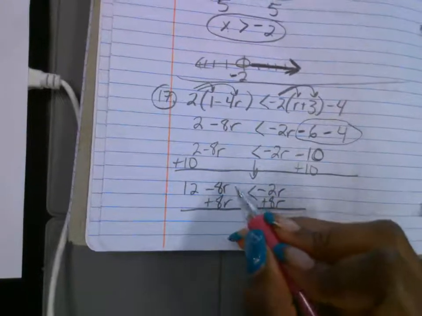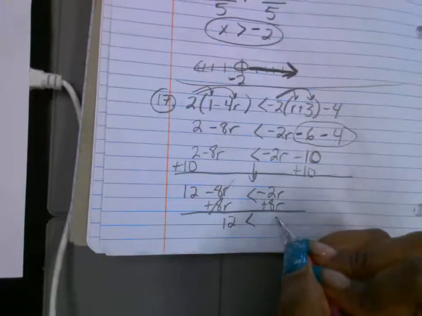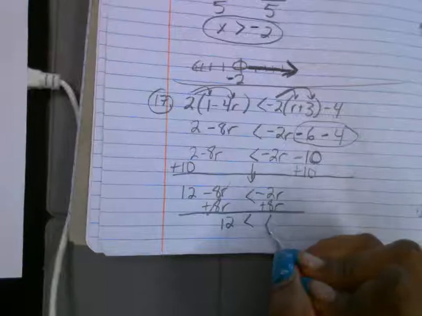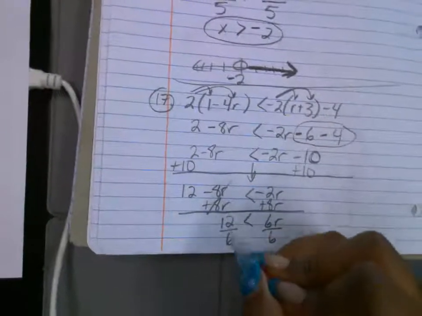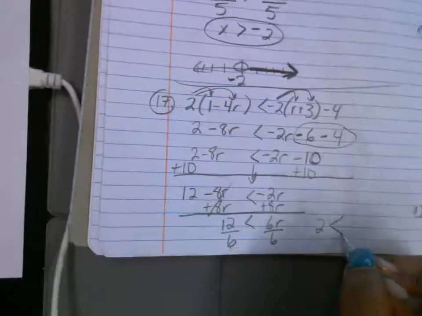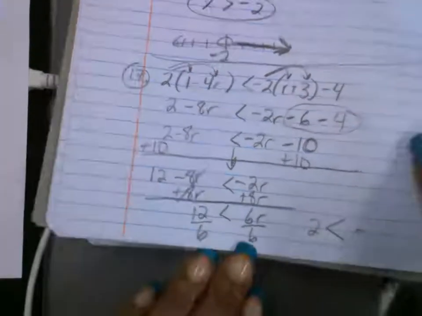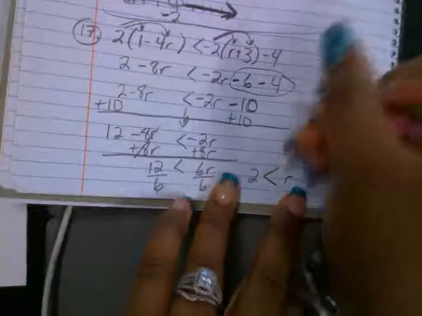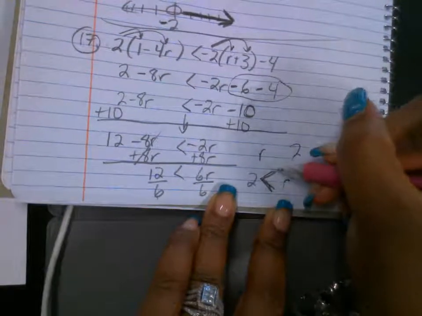All right, so this is done. We have 12 over here. And on this side, we have a +6r. We're going to divide both sides by 6. This gives me 2. So this is 2, which is, this is the less than sign, r. Another way to write this is r, 2 over here. The mouth is open to the r.